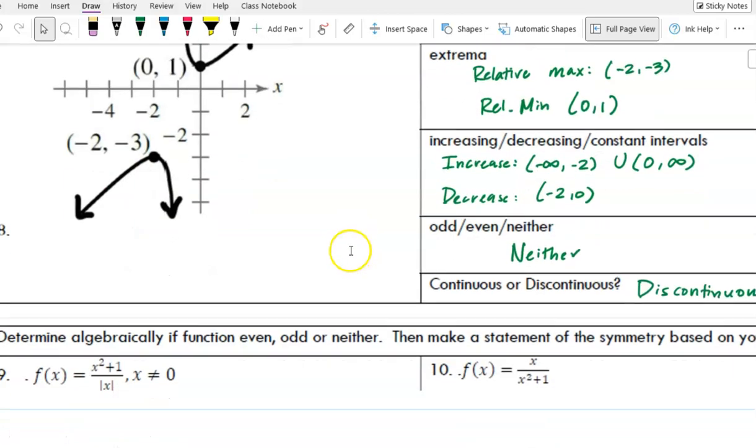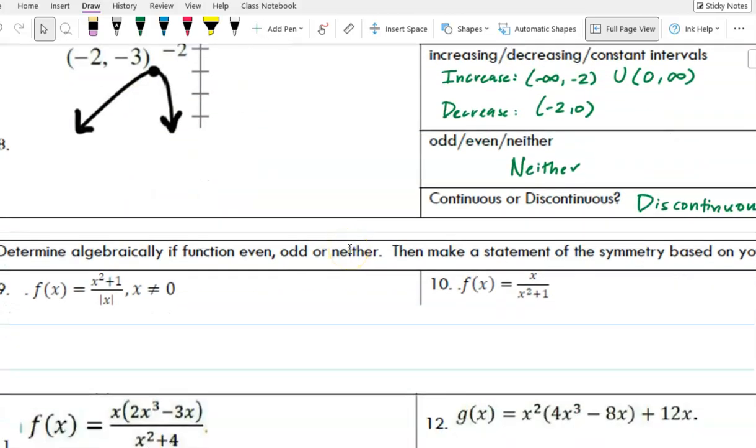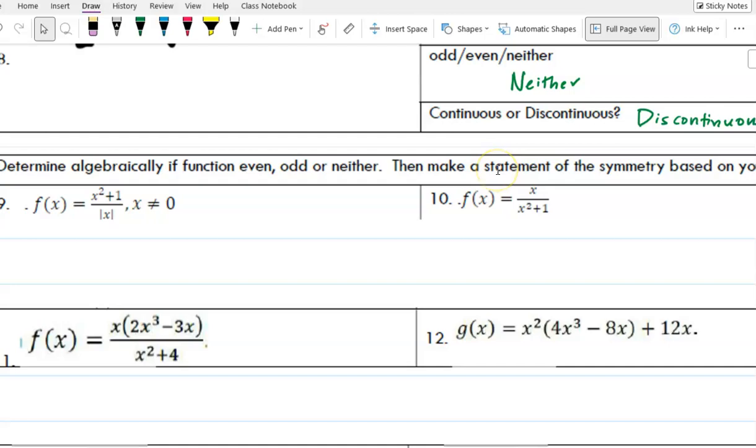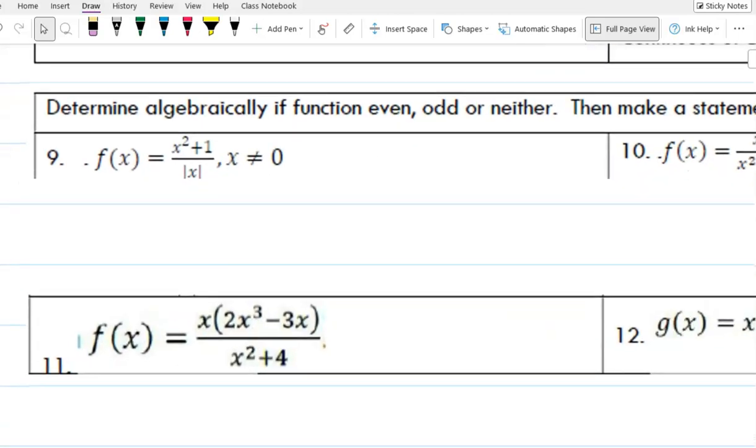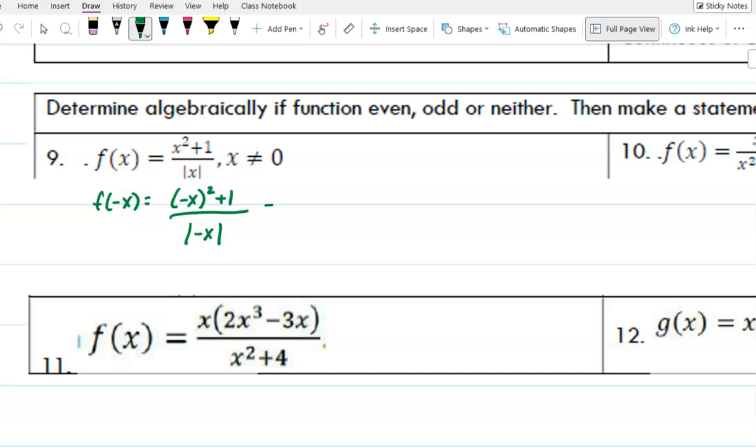Okay, let's see. After that, we're going to move to even, odd, and on the test you have to do this algebraically. I made another video about it, but I'm going to go over some of these problems. So let's take a look. I'm going to drop in a negative x plus 1 and a negative x in here. And so that's going to produce an x squared plus 1.